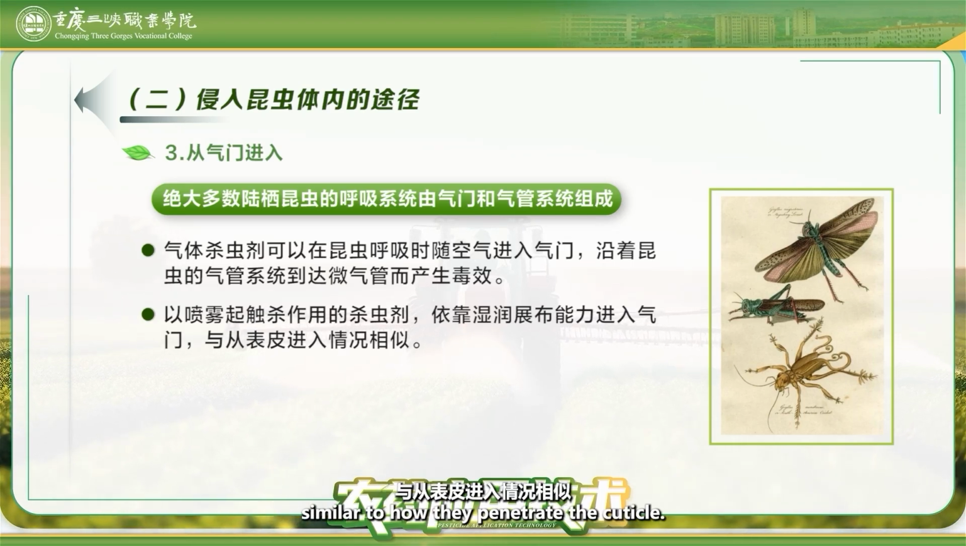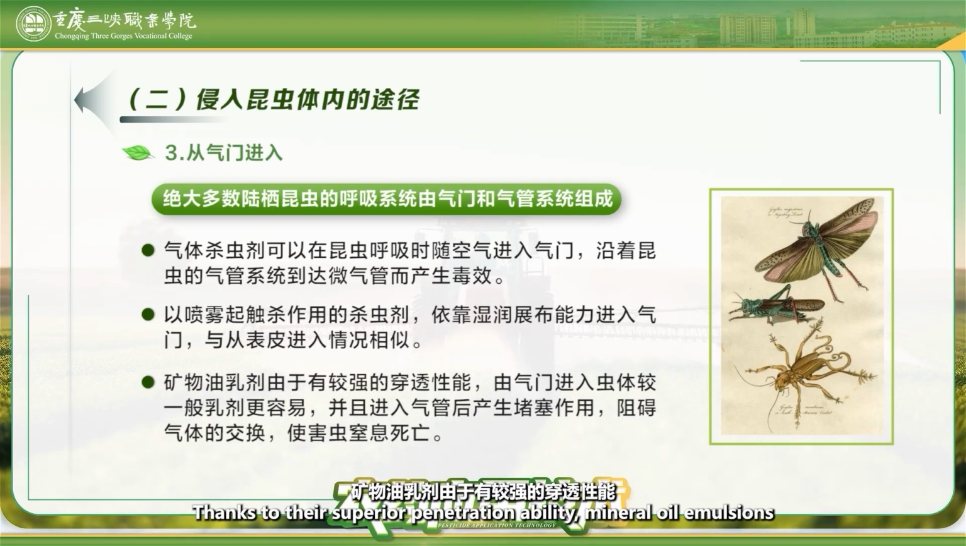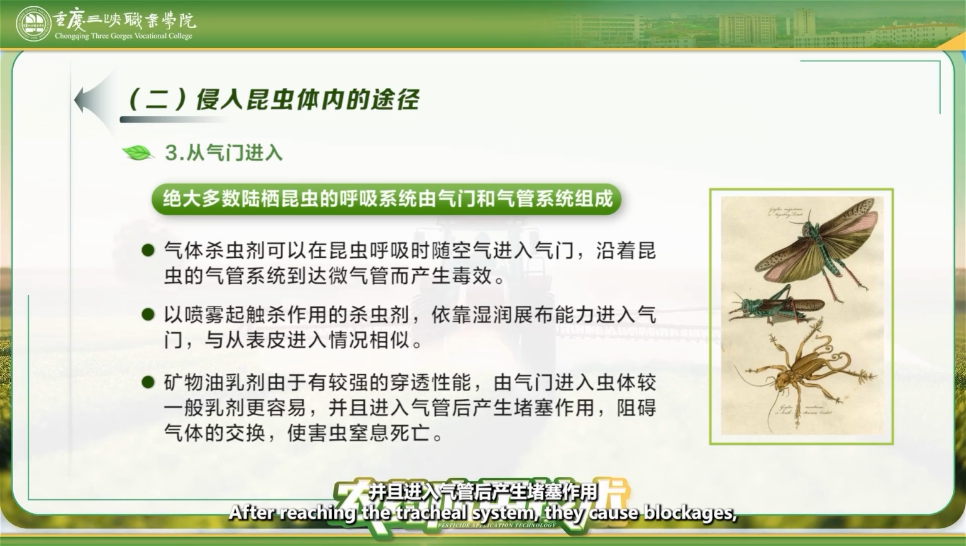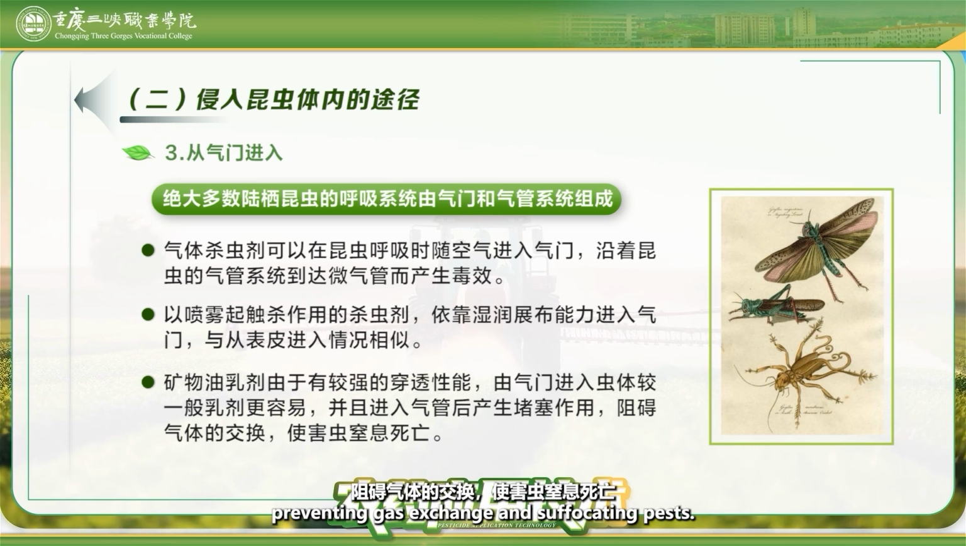Thanks to their superior penetration ability, mineral oil emulsions pass through the spiracles more easily than regular emulsions. After reaching the tracheal system, they cause blockages, preventing gas exchange and suffocating pests.